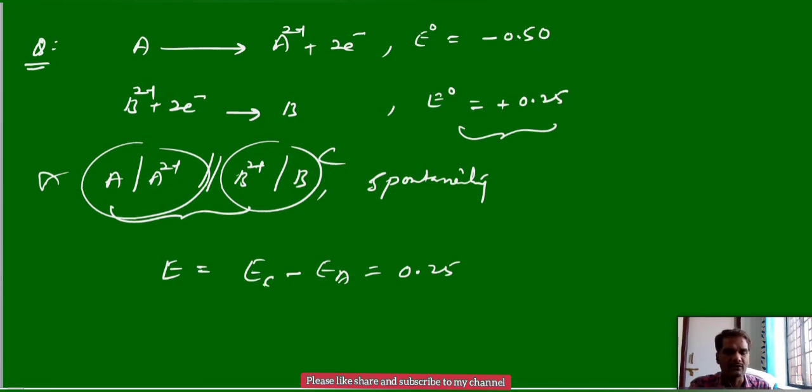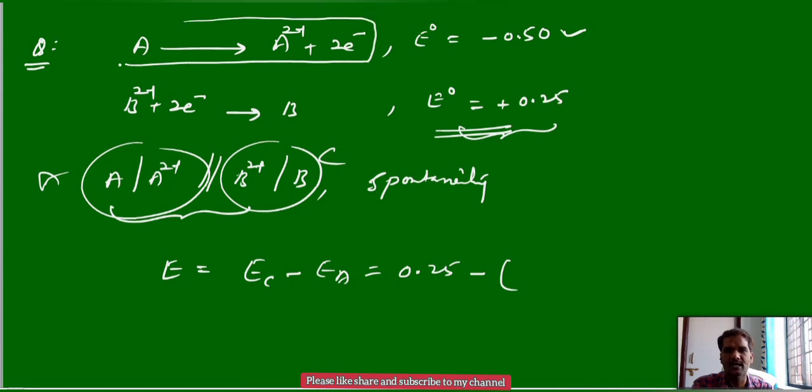What do we have to take for the cathode? The reduction potential value of the cathode. So B2 plus plus 2 electrons means this is a reduction reaction, so the corresponding value is the reduction potential value only. Minus E anode. What is the reduction potential of the anode? Is what I gave here a reduction potential? This is not a reduction potential value. This is the oxidation potential value, because this reaction indicates the oxidation reaction, and the corresponding potential is the oxidation potential. First you have to convert this into the reduction potential. With the same magnitude and opposite sign, 0.5 is the reduction potential now.